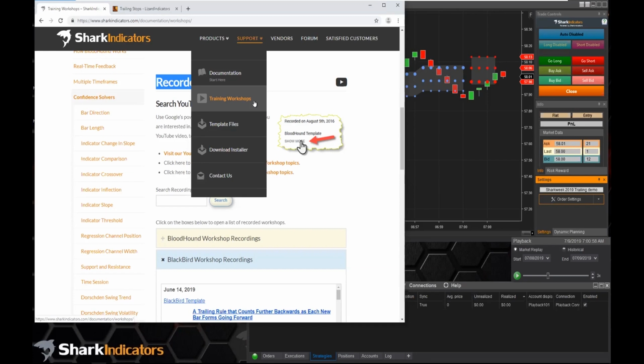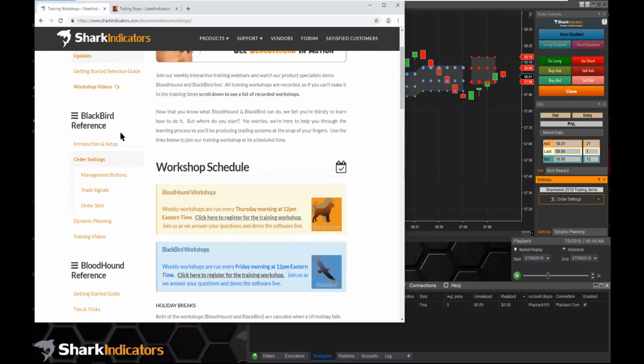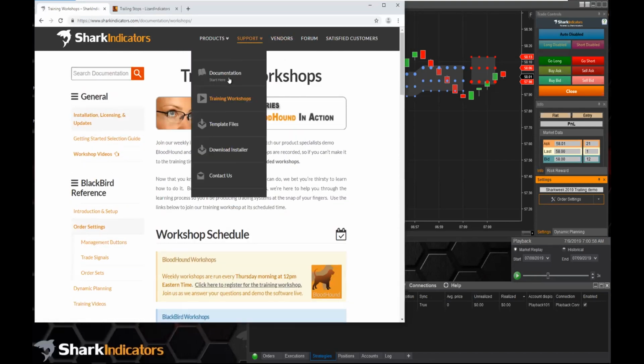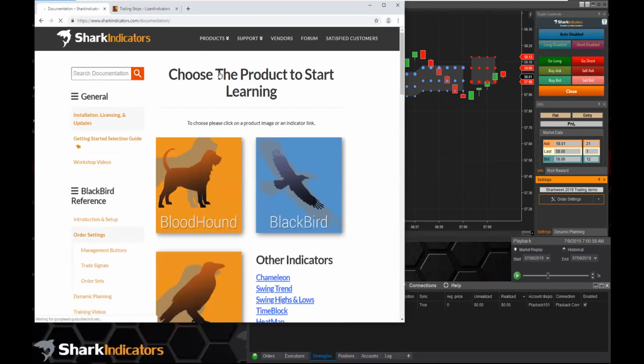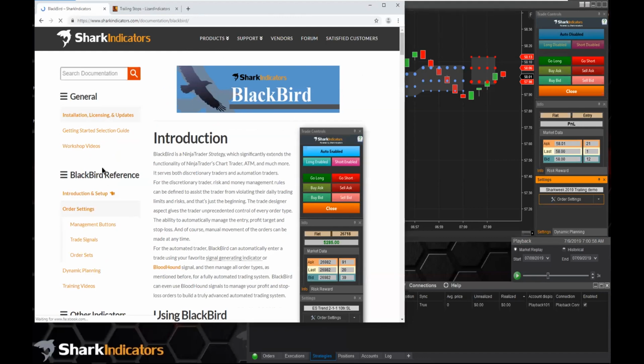All right, anonymous attendee is asking for a manual or cheat sheet for BlackBird NT8. Not quite sure what you mean by cheat sheet. But oh, I see, manual. Okay, yeah, the documentation. Right, I guess that's what he's referring to. So from any of our documentation pages, I guess the easiest way is just support documentation, then click on the big BlackBird icon, and you can see there's a BlackBird section right there.